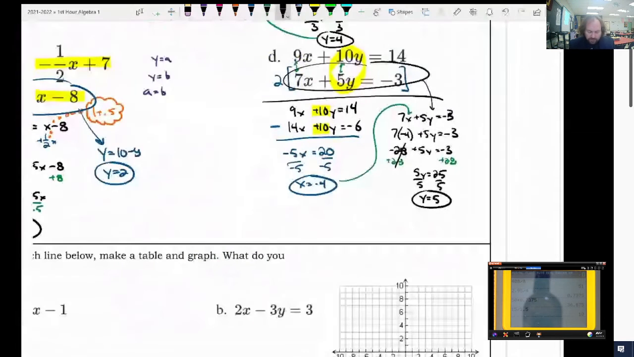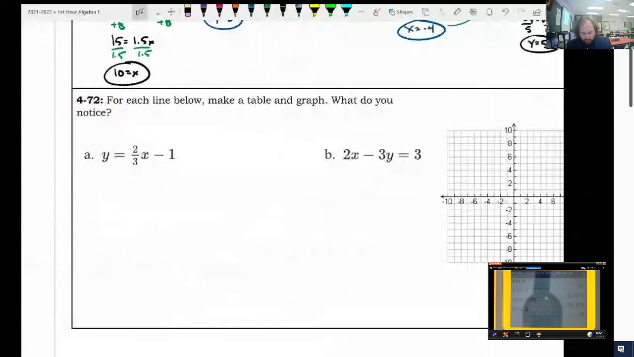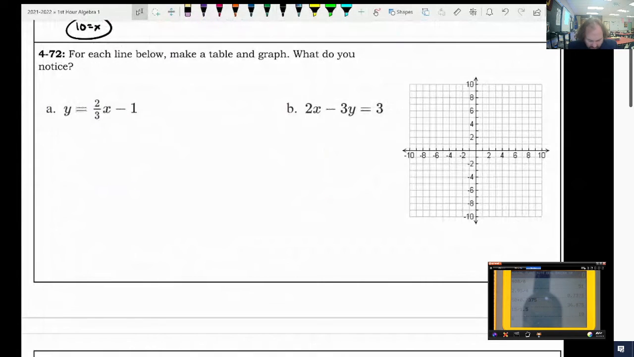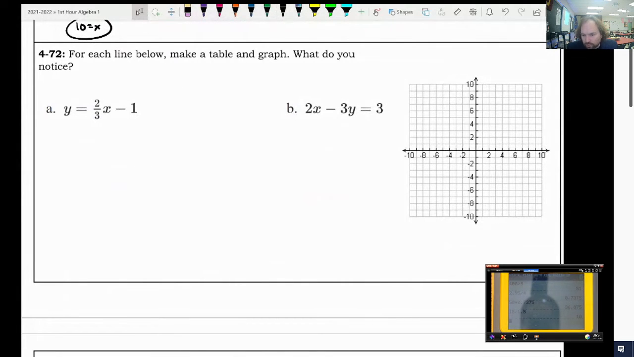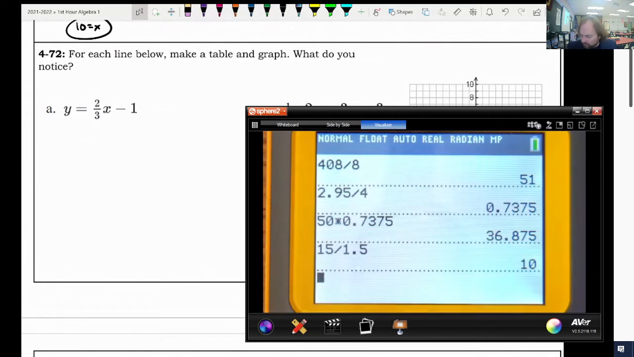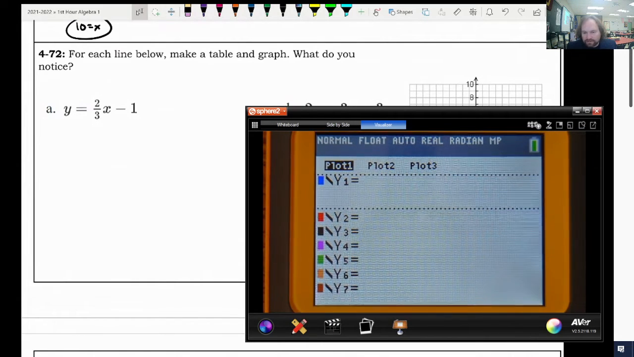Next question. Those four are kind of tough, but we're working through them. Next question, not too bad. For each line below, make a table and a graph. What do you notice? So I'm going to let the calculator do most of the work for me. This will be a good calculator review for you. Desmos can also do this, but maybe it might be worth doing a calculator tutorial on this sometime soon.